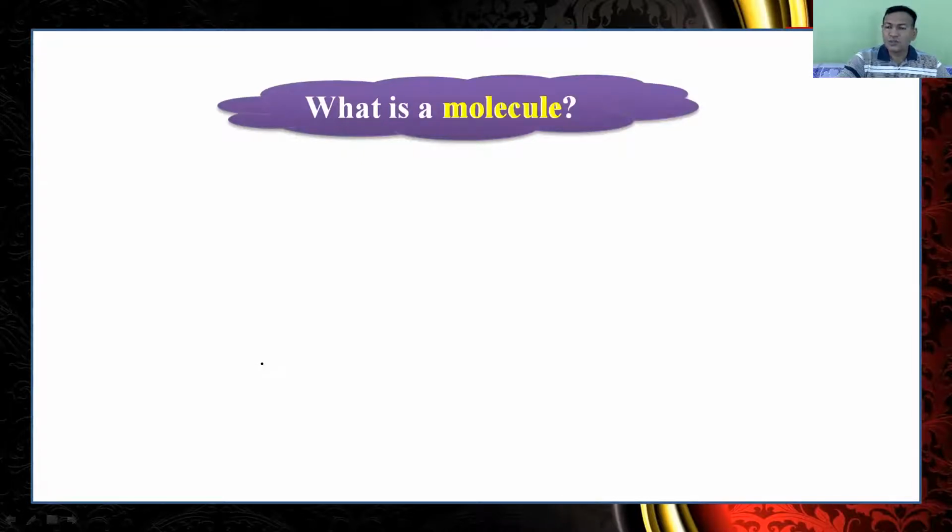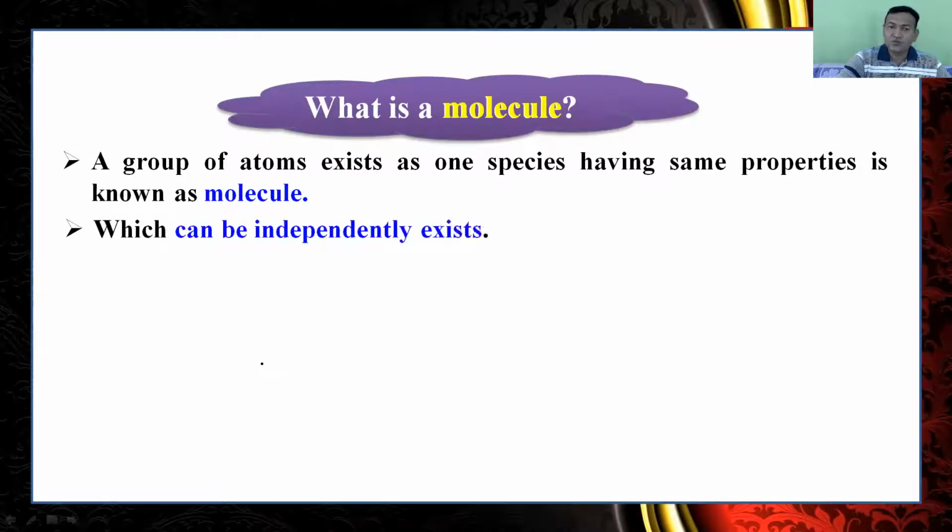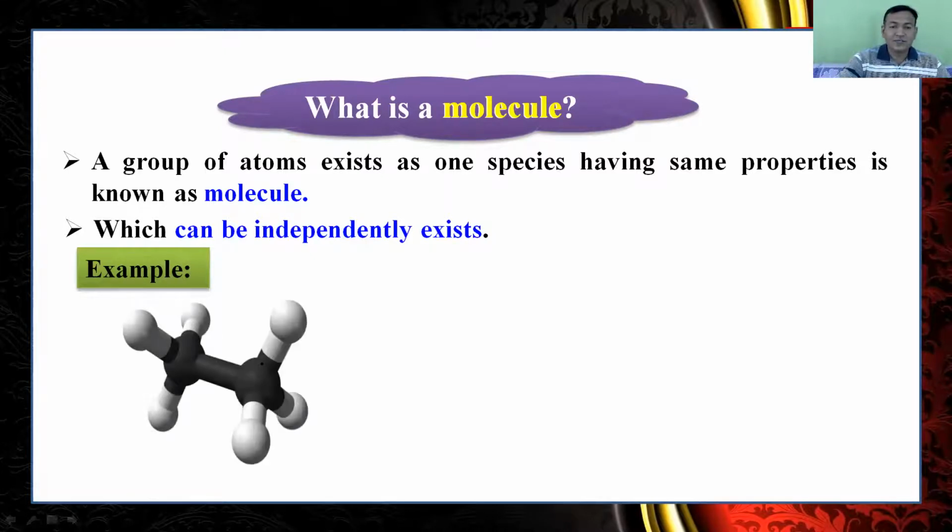So what is meant by a molecule? We'll see a few examples. A group of atoms that exist as one species, having the same properties, is known as a molecule. A group of atoms which can exist independently. Example, yes. Can you try? Very good. So this is one example.